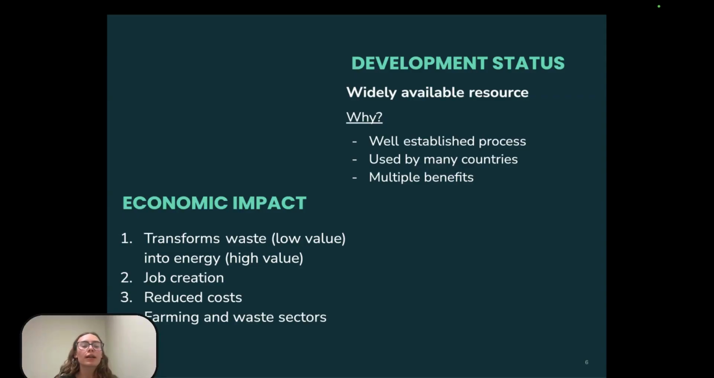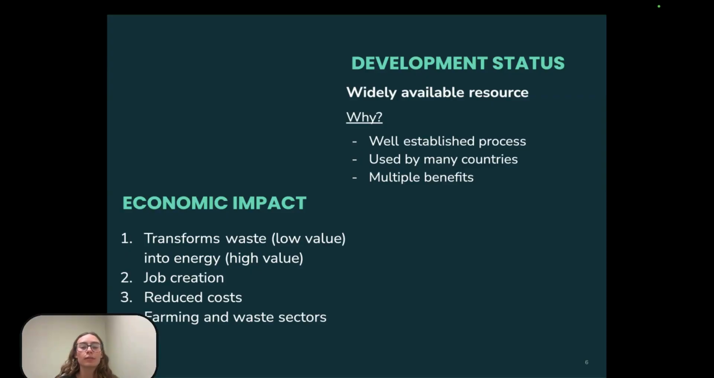The economic impact is that it's going to transform something that's low value, waste, into something that's high value, which is energy. Doing this is going to create jobs because you have to build the thing and you have to have things like supply line workers, everything like that. And there's also going to be reduced cost for farming and waste sectors.